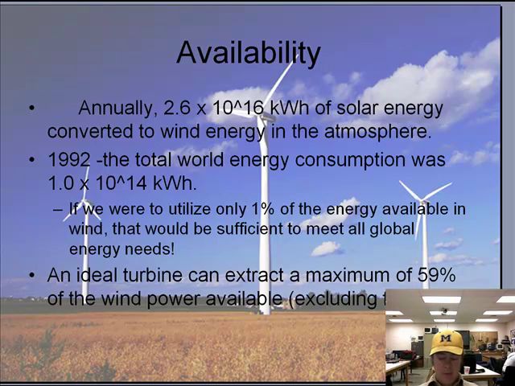Because of the forces needed to turn a turbine, it is only capable of harnessing 59% of the energy in the wind. This is optimal efficiency for a wind turbine. If we harnessed 100%, there would be no wind behind the turbine, thus no pressure change, so the turbine would not turn.